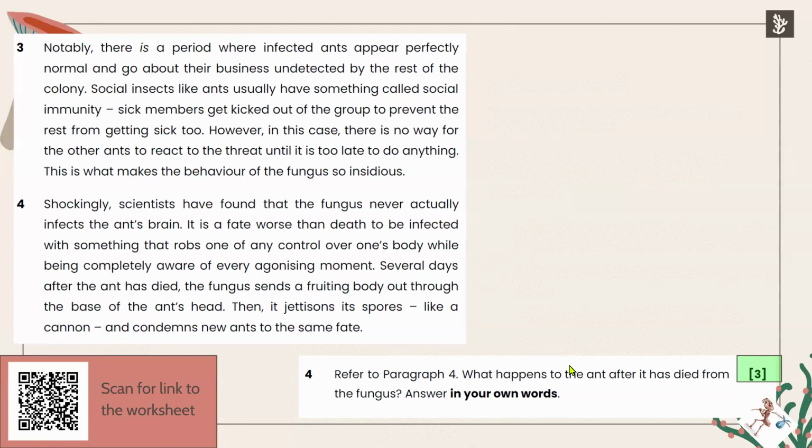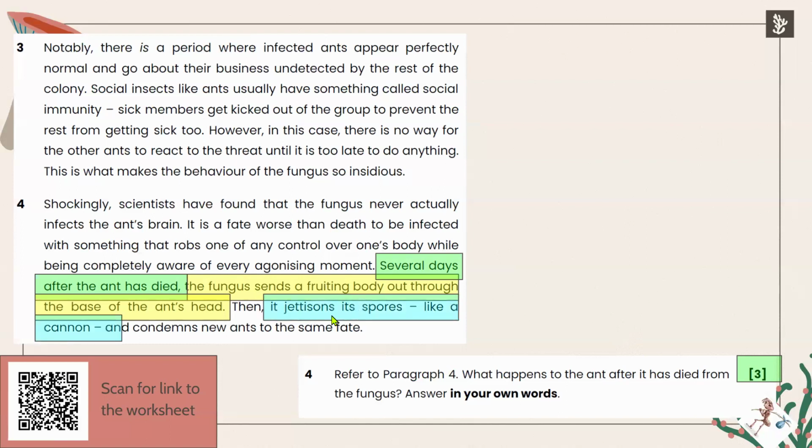And in this case, what happens to the ant after it has died from the fungus? Notice this is actually where I can anchor my sourcing. Keywords in the question appearing inside the paragraph just like this. It means that my answer is probably nearby. So from here you notice right after is where I can get my points. The fungus, number one, sends a fruiting body out through the base of the ant head. Then it jettisons its spores like a cannon. And number three, condemns new ants to the same fate. So you notice I have my 3 points, right?